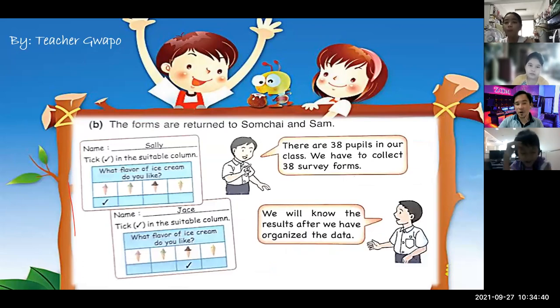After giving the form, and after the classmates check, can you see it here? Sally likes, what flavor of ice cream is this? It is strawberry ice cream, right? So Sally takes strawberry ice cream. And then Jace takes chocolate ice cream. Now there are 38 pupils in their class. And then Somchai said, we need to collect 38 forms. And then Sam says, after we collect, we need to organize so that we will know the result of the data. How many pupils like strawberry, how many like chocolate ice cream, how many like mango ice cream, right?